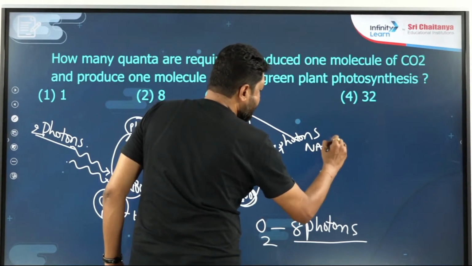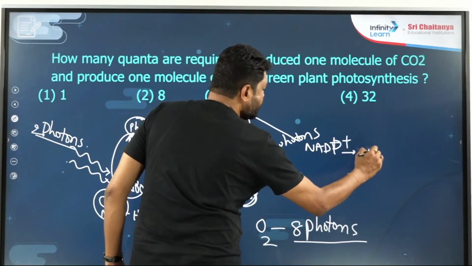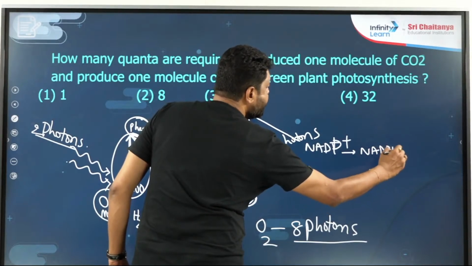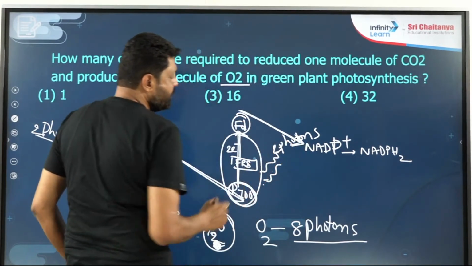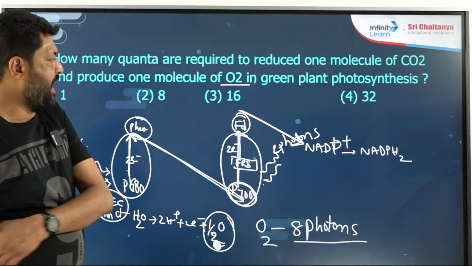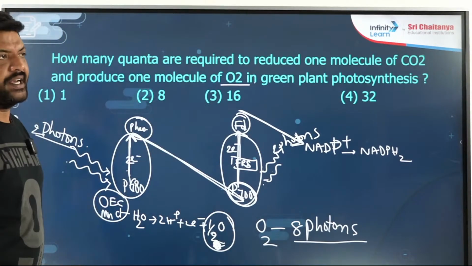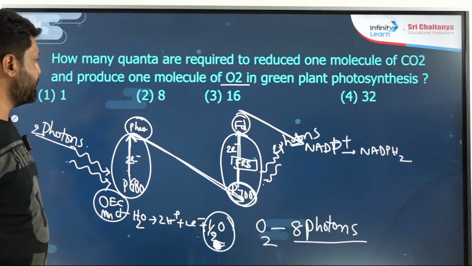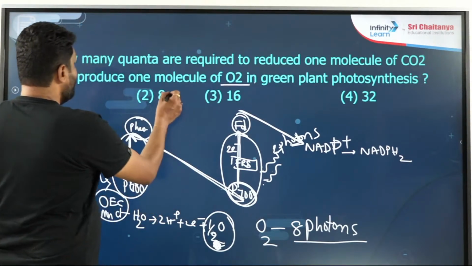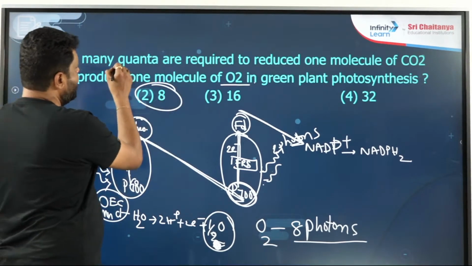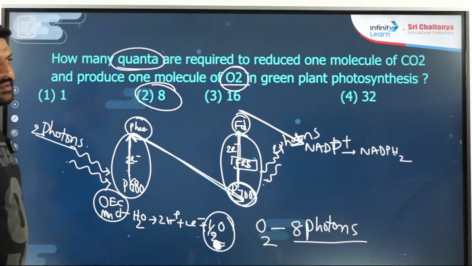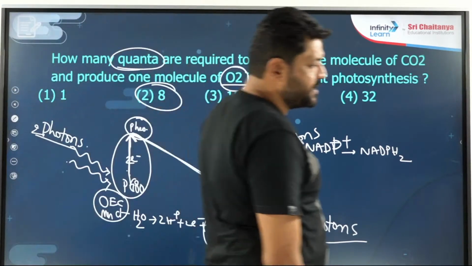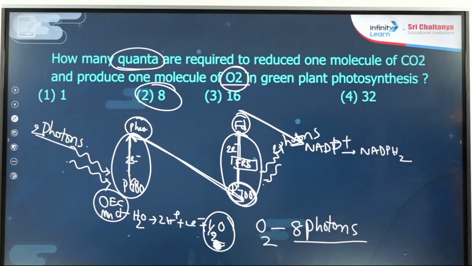One more reaction is there: NADP plus is converted into NADPH2. From the primary reaction center to the primary electron and proton acceptor NADP plus, that is downhill. Anyhow, is this question clear? How many quanta or photons of light are required for liberation of one oxygen molecule? That is 8 photons of light. Here we can make one more question.